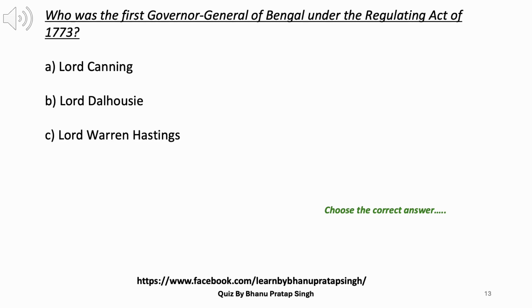13. Who was the first Governor General of Bengal under the Regulating Act of 1773? A. Lord Canning. B. Lord Dalhousie. C. Lord Warren Hastings. Answer: C. Lord Warren Hastings.